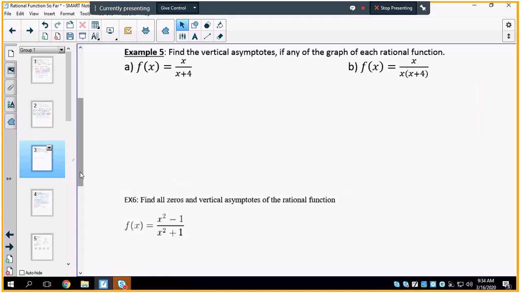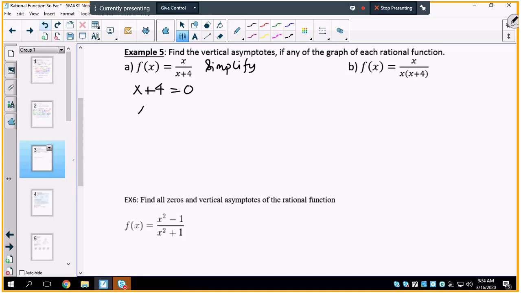The first one is f(x) equal to x over x plus 4. So recall the process. Simplify. That's your first step. Simplify means if you have other than linear factors, which in this problem I don't. See, this is a linear term. X plus 4 is a linear term. So I don't have to simplify anything. So that tells me, go ahead, set your denominator equal to 0 and you get x equal to negative 4. And what is that? This is the vertical asymptote.